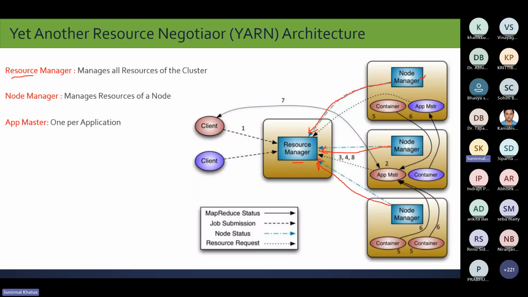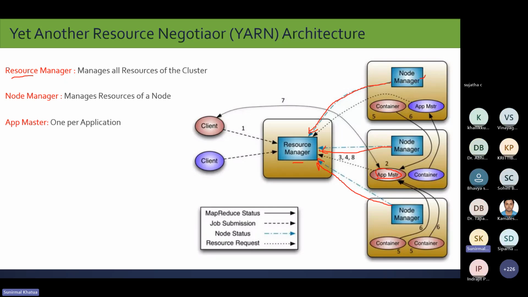And there is an app master. You can see this is the app master. This app master, you can think of as the job tracker. For each MapReduce job there is a job tracker, but here, for each application, because Yarn can manage MapReduce or something else also, it can be a job tracker or it can be something else. So there is an app master for every application.